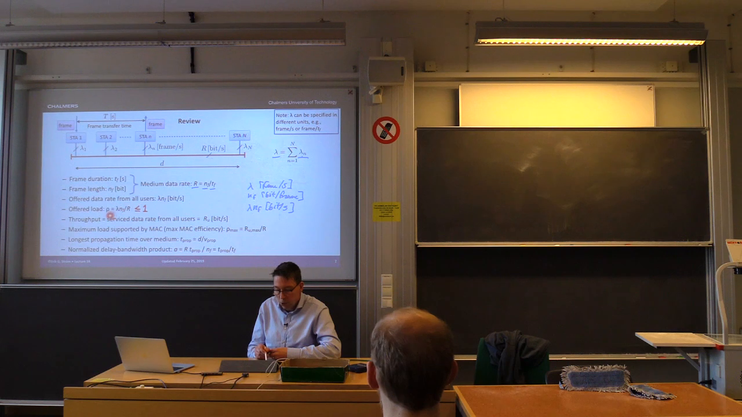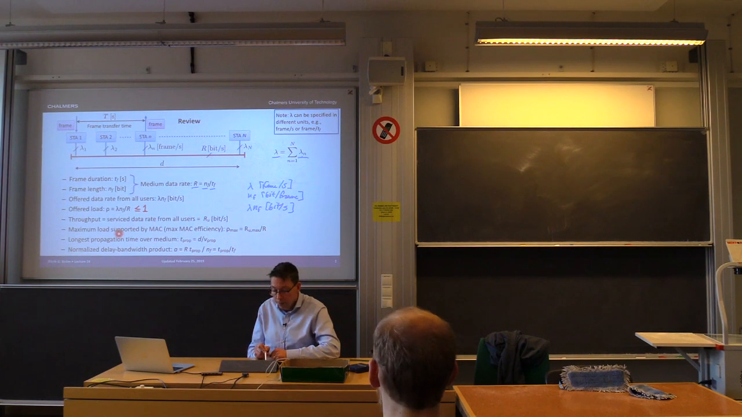But anyways, so the load could be anything, but if we want it to be handled by the medium, it has to be less than or equal to 1. So the throughput is actually the data that gets through, okay? It's sometimes also called the service data rate from all users. And suppose that's R_U bits per second.